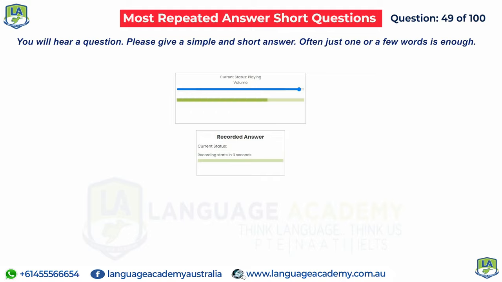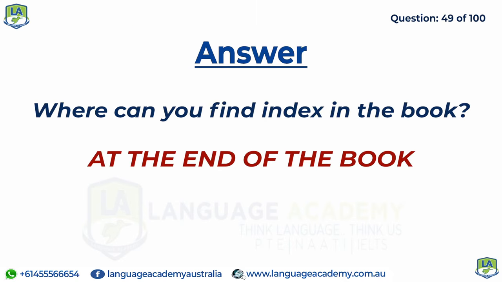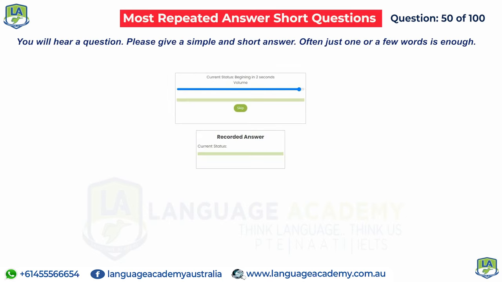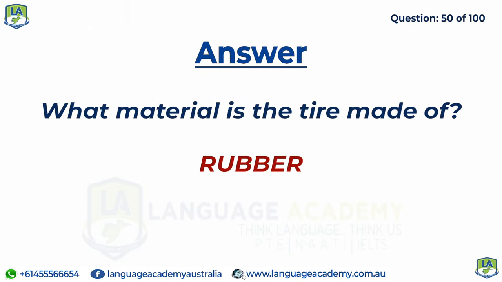Where can you find the index in the book? At the end of the book. What material is the tire made of? Rubber.